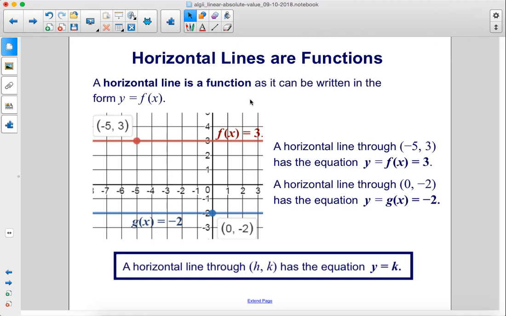A horizontal line is a function, as it can be written in the form y equals f of x. A horizontal line through the point -5, 3 has the equation y equals 3, or f of x equals 3. A horizontal line through the point 0, -2 has the equation y equals -2, or g of x equals -2. A horizontal line through the point h, k has the equation y equals k.